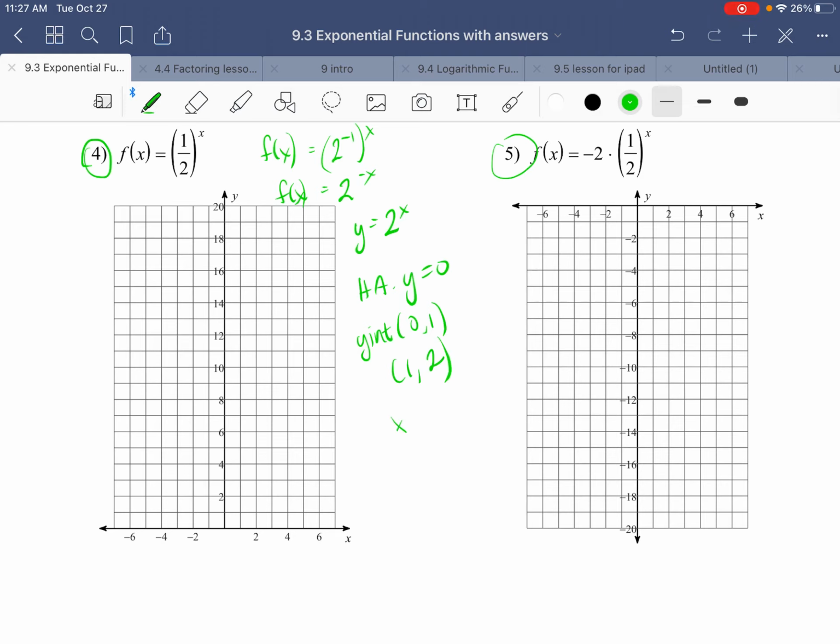And if you need to generate that from a little table of values, you're welcome to do that. So 0, 2 to the 0 is 1, 1, 2 to the 1 is 2. So this would be my parent function with the asymptote on the x-axis.